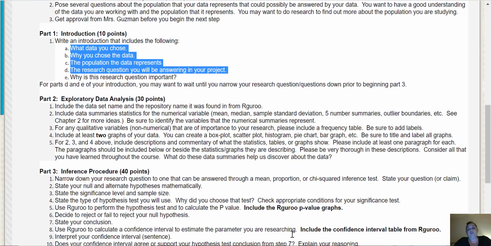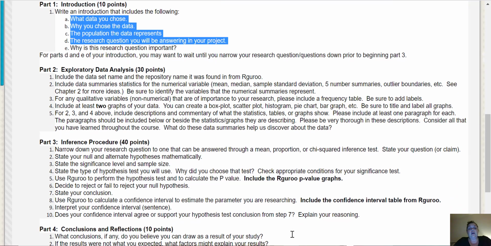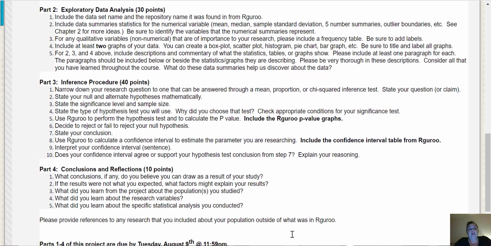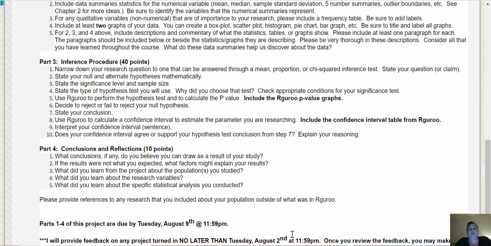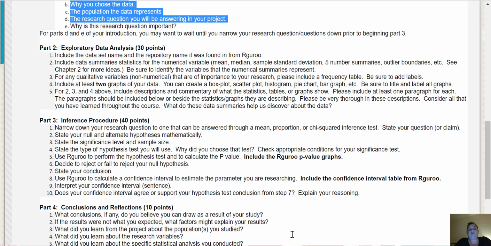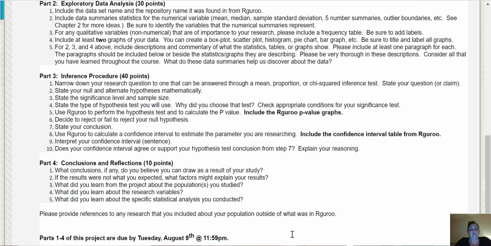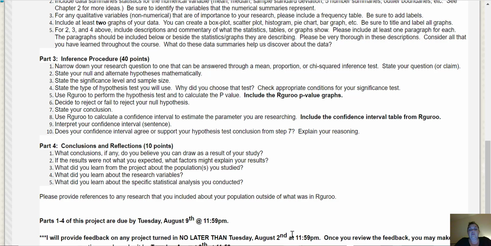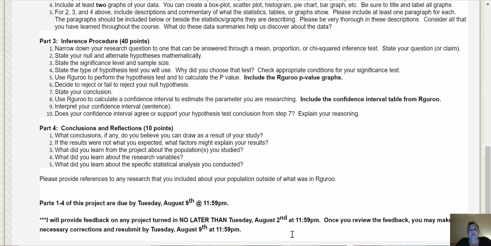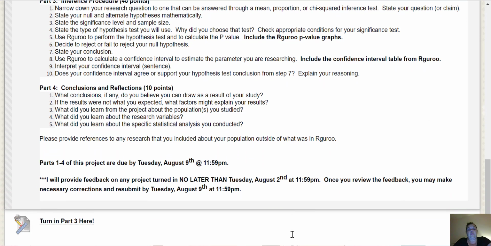Moving on to part 2, which you've done, but you just need to make corrections. Part 3 you're doing now. And then the conclusion is just what conclusions, if any, do you believe you can draw from your study? You have multiple parts of your study. You have the inference test. Yes, you can definitely make conclusions there, but you can also make conclusions from your graphs and your number summaries from part 2. Are the results what you expected? What did you learn from your project, etc. So part 1 and part 4 are the intro and conclusion.